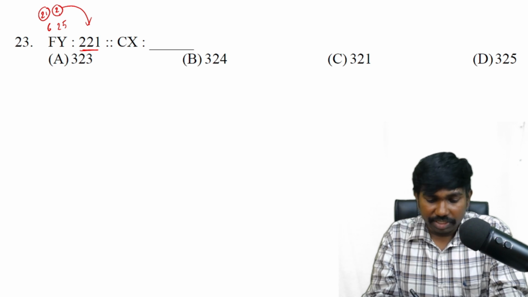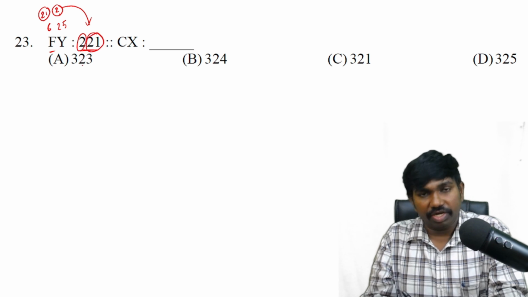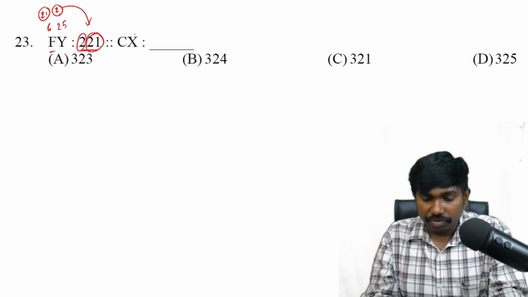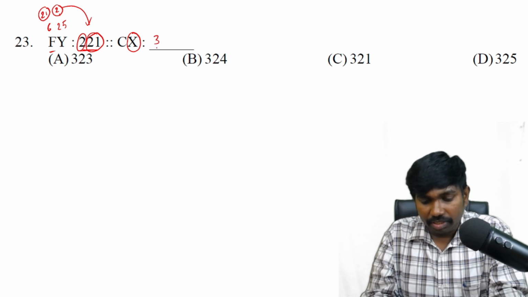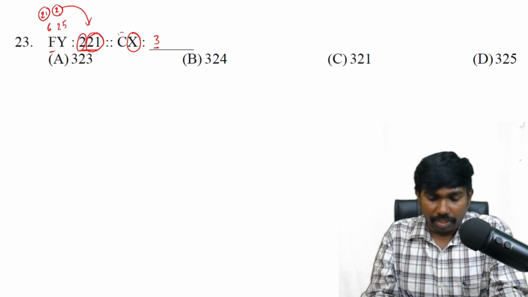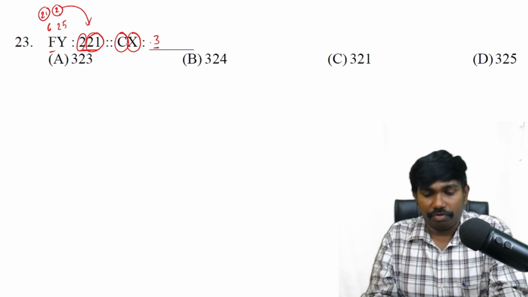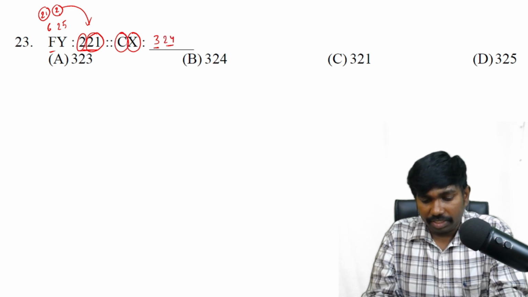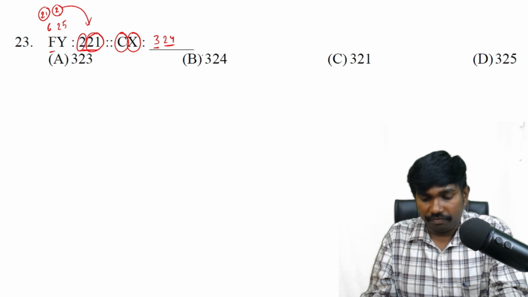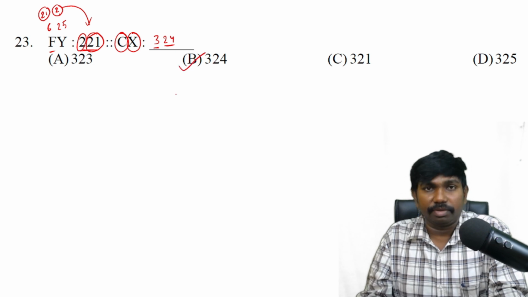Y's letter position is taken first, that is 2, and F's letter position is written next, that is 21. So 2 and 21. In that way, we should write its letter position, that too in the backward letter position. X's backward letter position is 3, so 3 must be there in the first place. And C's backward position is 24, which must be there in the next two places. So 3, 24, answer is option B, right?